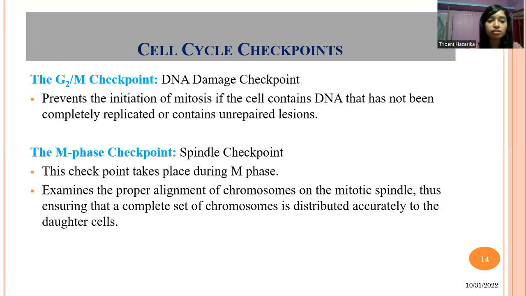Then the last checkpoint, that is the M phase checkpoint, is also known as the spindle checkpoint. This checkpoint takes place at the end of the metaphase, as I have already mentioned in the diagram. So this checkpoint examines the proper alignment of chromosomes on the mitotic spindle, and if the chromosomes are not properly arranged, the cell pauses mitosis, and it checks if the sister chromatids are properly arranged or not. Then only does it continue the mitosis process. So this is all about the cell cycle and the cell cycle checkpoints in short.